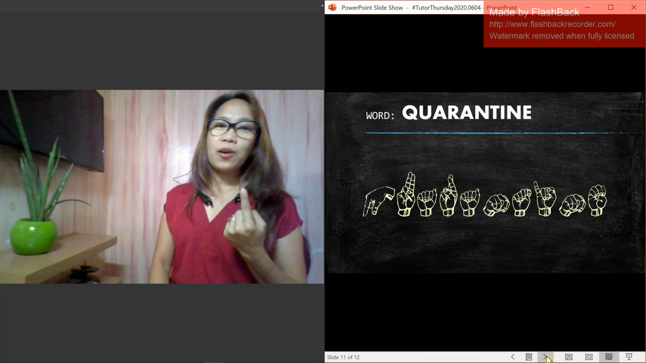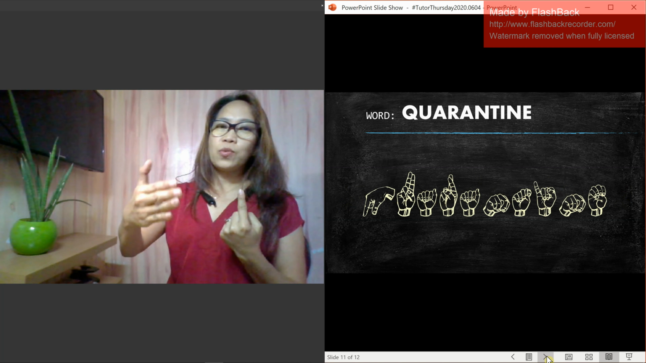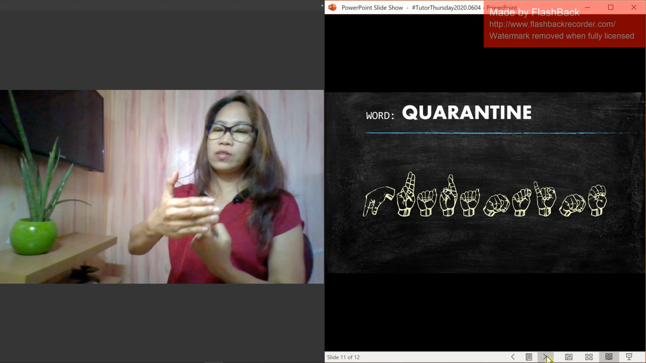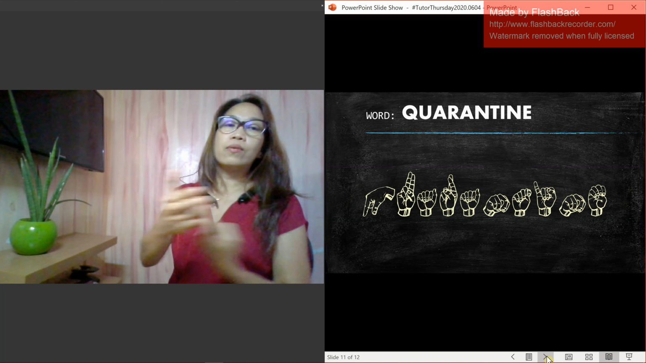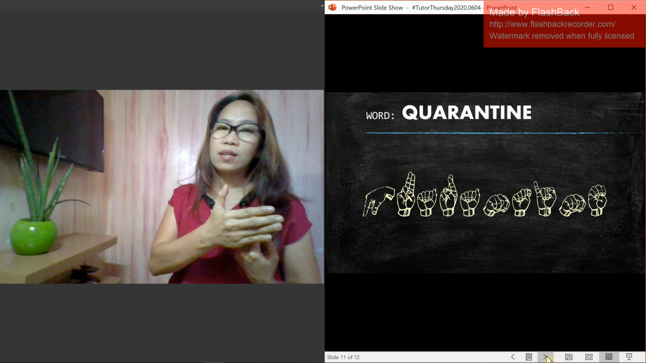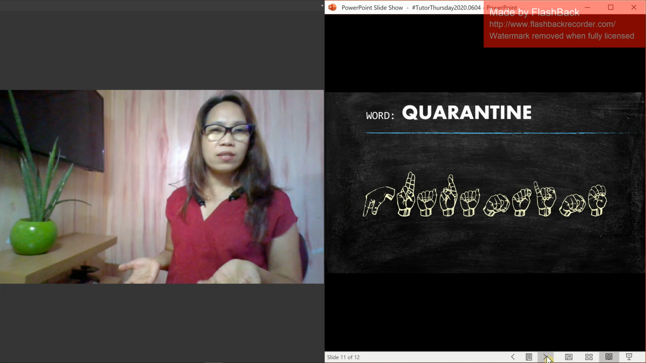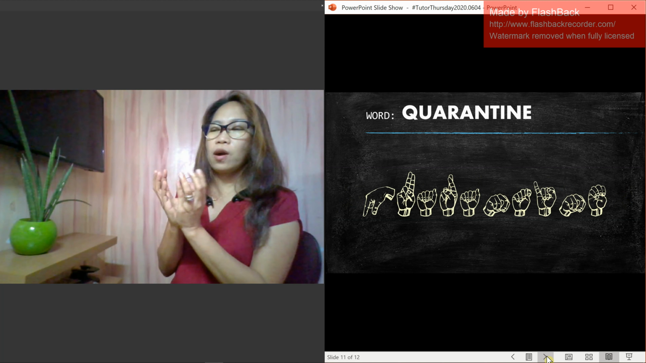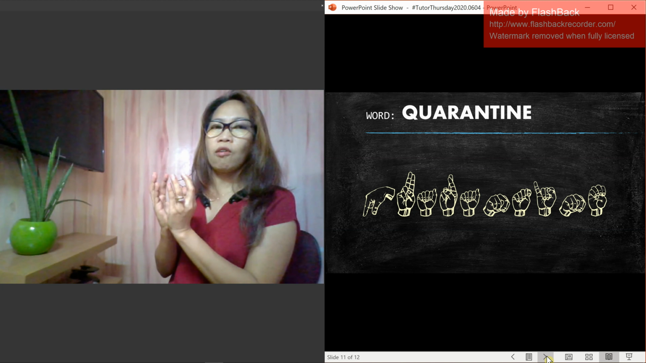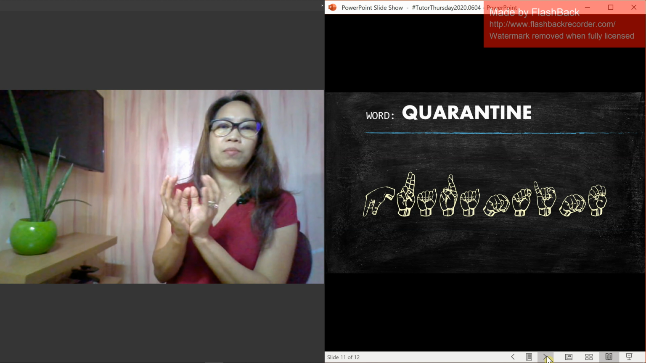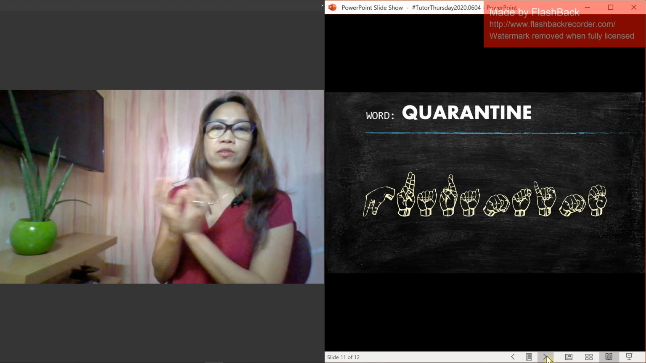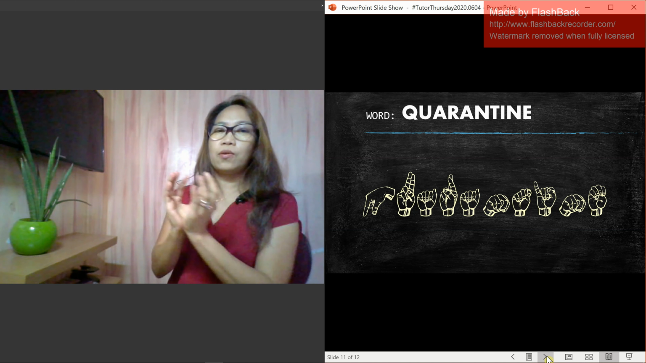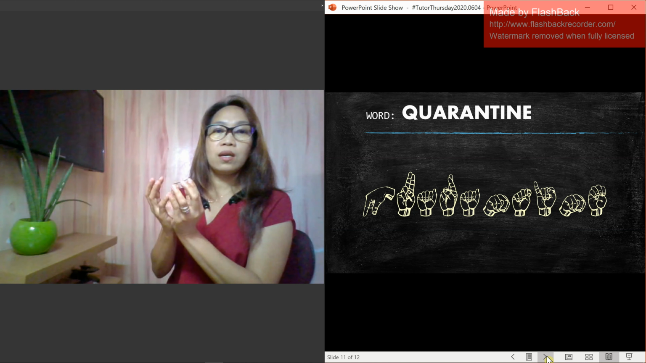Quarantine, classifier person, and then this one sort of like is your enclosure, and then you move these towards and then move that there. So quarantine. So what about if it's like community quarantine? For community quarantine, you can use your claw, but make it a little bit closer. These are several people together, community quarantine.